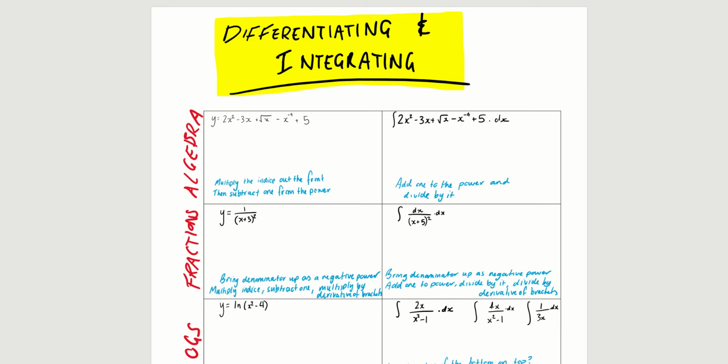Okay, so welcome to the video for Advanced Maths or Mathematics 2 unit on differentiating and integrating. One of the most important things to be able to do to get a band 6 is to confidently be able to differentiate and integrate anything.